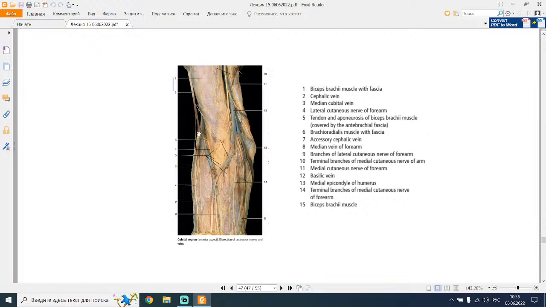This is vena cephalica. Vena cephalica, vena basilica. This is vena mediana cubiti, vena basilica, vena mediana cubiti, vena cephalica.